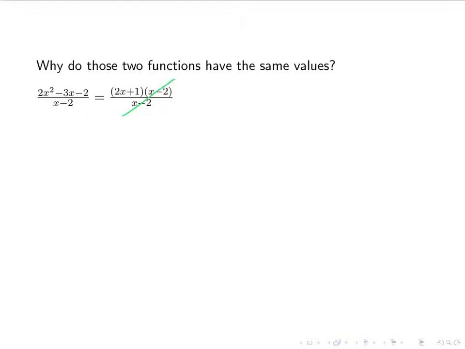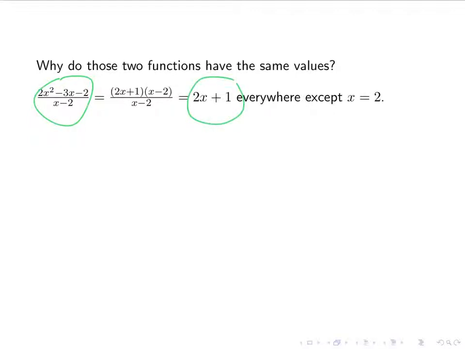But there is something very particular about this. It's not always 2x plus 1. It's 2x plus 1 everywhere except x equals 2. Remember, f of 2 was undefined in this function. This function, f of 2, is very much defined. So you have to be really careful. It's not that these two things are equal. They're equal everywhere except x equals 2.